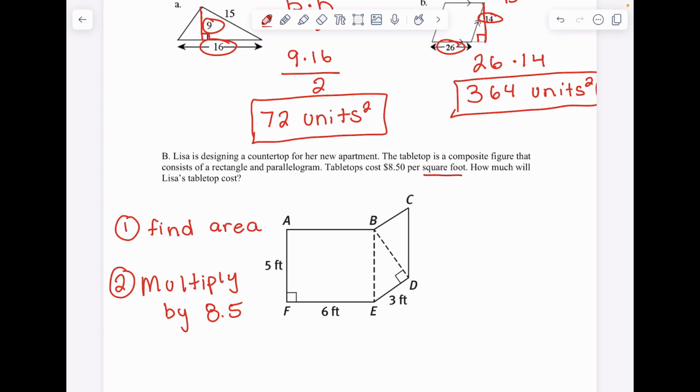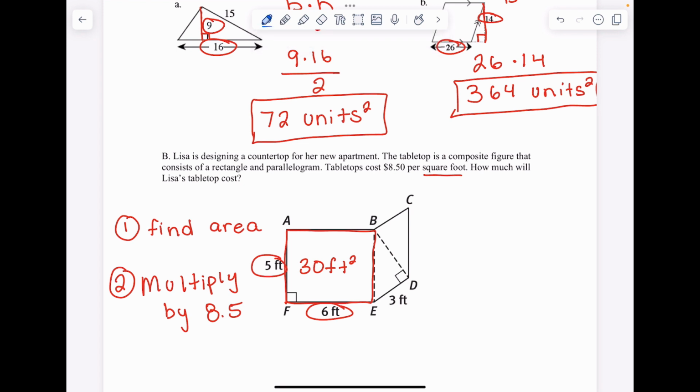So let's start with finding the area. Because this is a composite figure, I'm going to take the area piece by piece using shapes that I know how to find the area of. So I'm going to start with this rectangle right here. I see that my base is 6 and my height is 5, and so multiplying those together will give me an area of 30 feet squared for this rectangle.